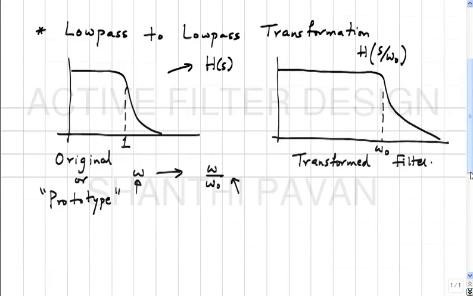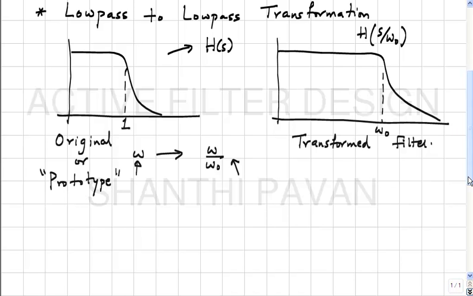So this simple transformation can be seen in several ways. All of us agree that you have to replace omega in the original transfer function with omega by omega naught to get the transformed filter. But why did you say omega by omega naught? Why not omega being replaced by square root of omega by omega naught? Or omega by omega naught the whole square?